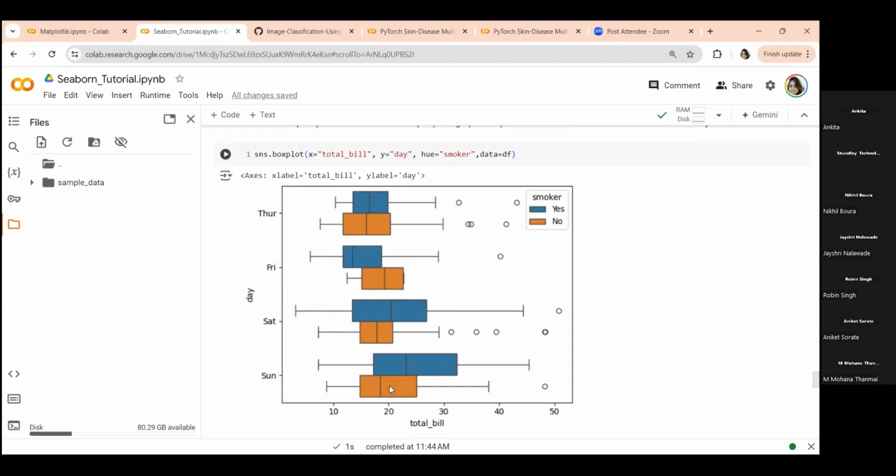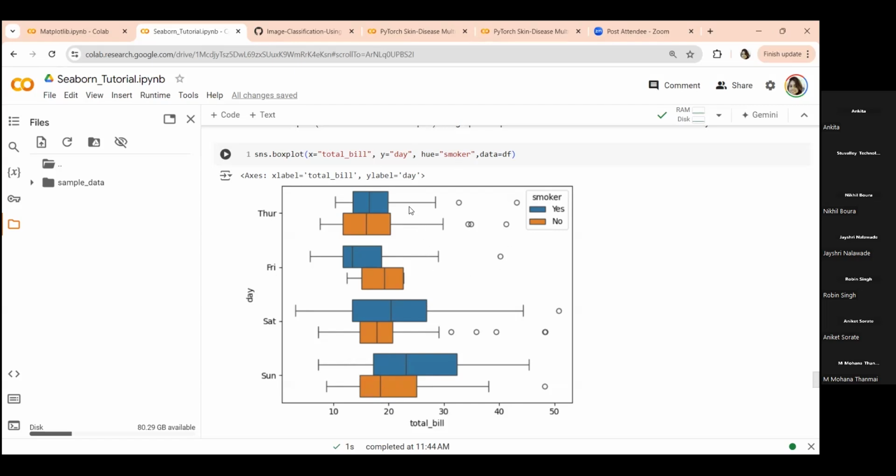So from this graph we can observe that the maximum smokers are present on Sunday. Saturday has fewer smokers than Sunday. And Friday and Thursday, obviously the values are lesser than Sunday and Saturday. Also, the total bill is maximum on Sunday.